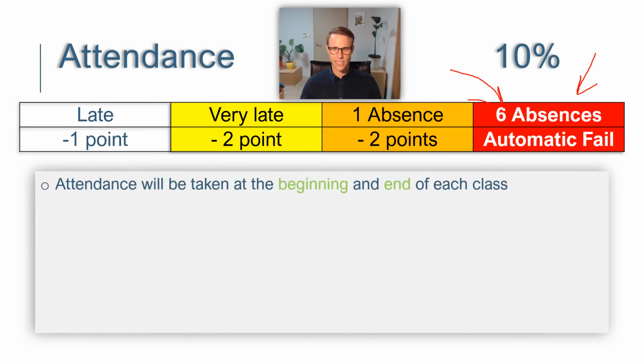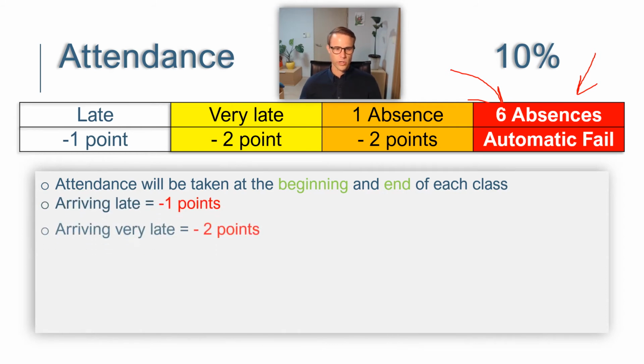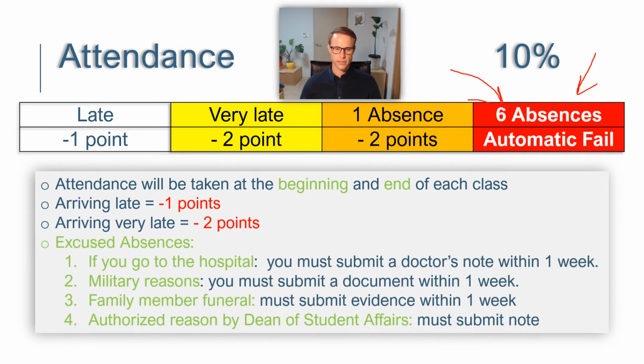Attendance will be taken at the beginning and the end of each class. Like I said, arriving late is -1 point, very late is -2 points. Now, some excused absences. If you have some excused reason, here are 4 of the common reasons for excused absences. All right, excused means it's okay because maybe you had to go to the hospital for an illness or emergency. You must submit a doctor's note to me within 1 week.